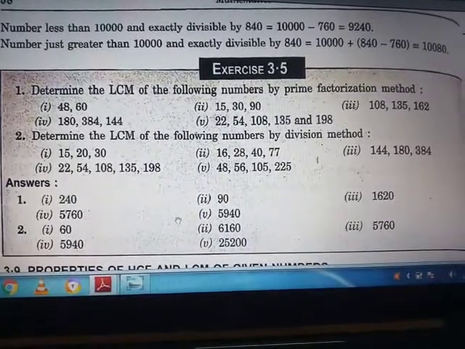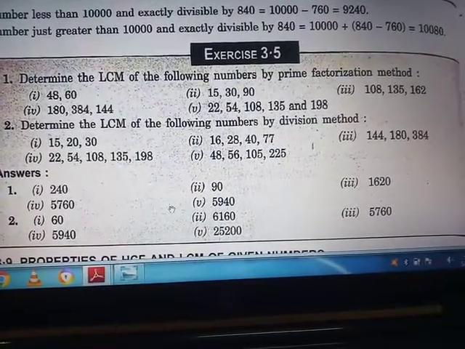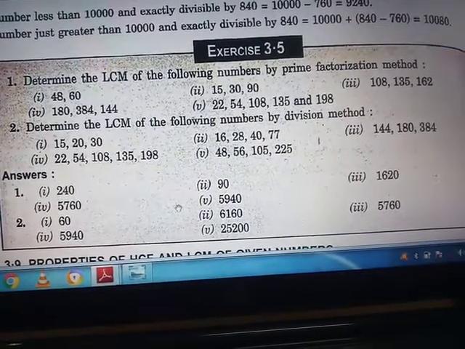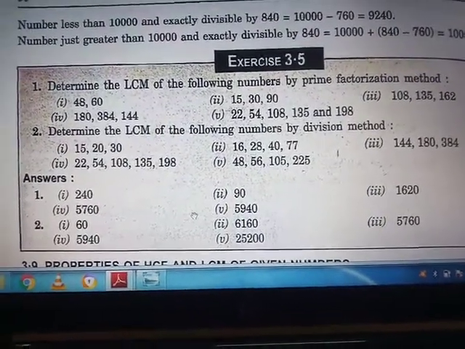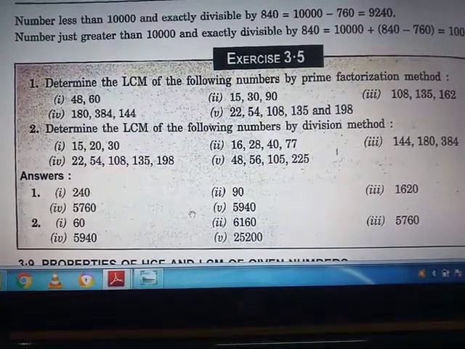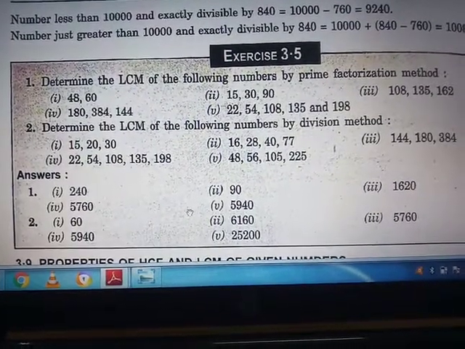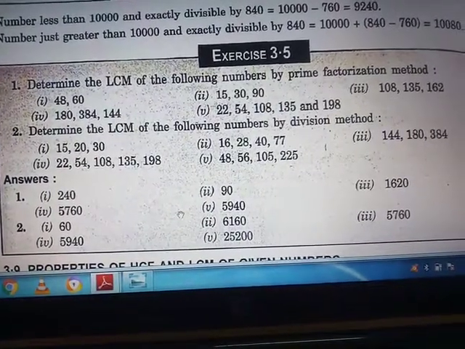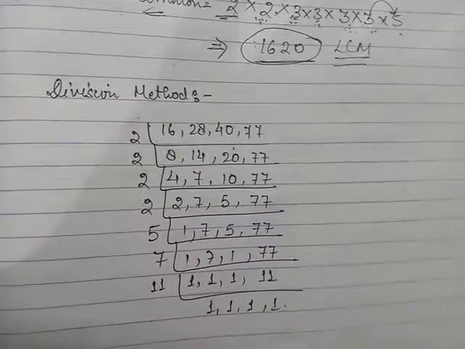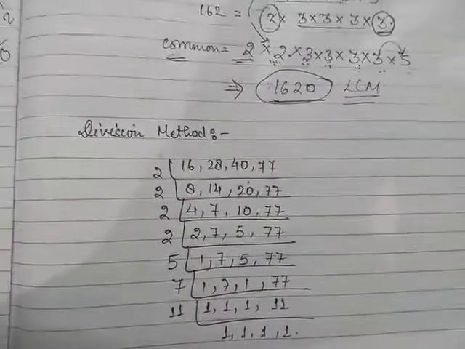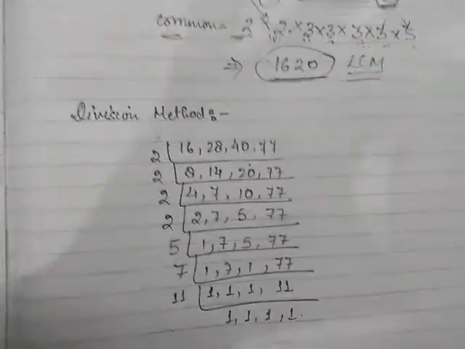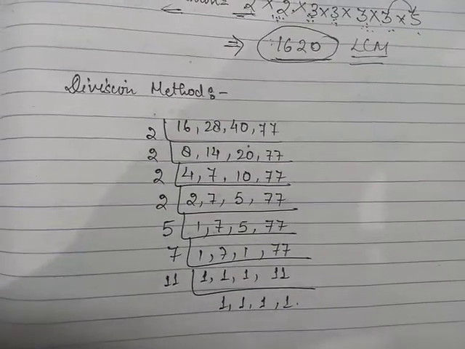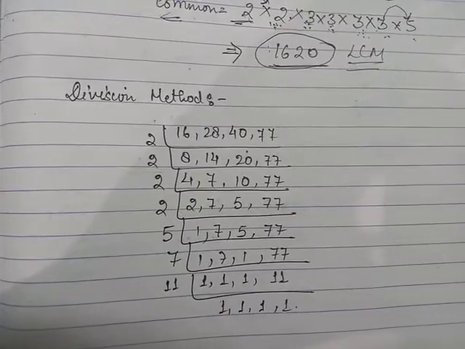Now moving to the second question: determine the LCM of the following numbers by the division method. Here we have to find the LCM with the help of the division method. The first part is 15, 20, 30, and the second part is 16, 28, 40, 77. We will see the second part of this question. The numbers are 16, 28, 40, 77, and we have to find the LCM by the division method.